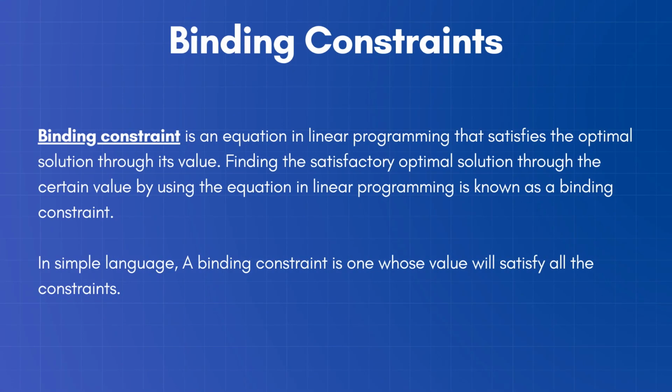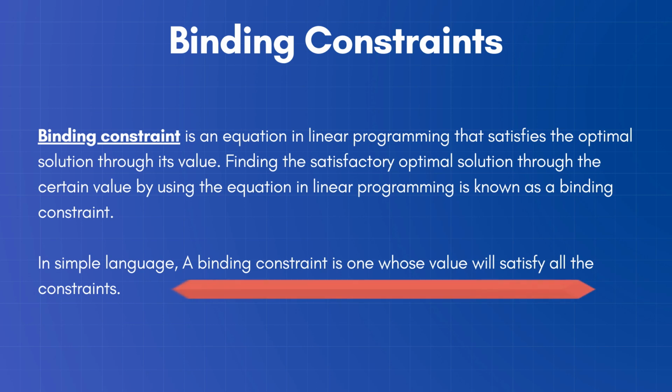Let's understand one very important term when it comes to graphical method of solving LPP: binding constraints. A binding constraint is an equation in linear programming that satisfies the optimal solution through its value. Finding the satisfactory optimal solution through a certain value by using the equation in linear programming is known as a binding constraint. In simple language, a binding constraint is one whose value will satisfy all the constraints.